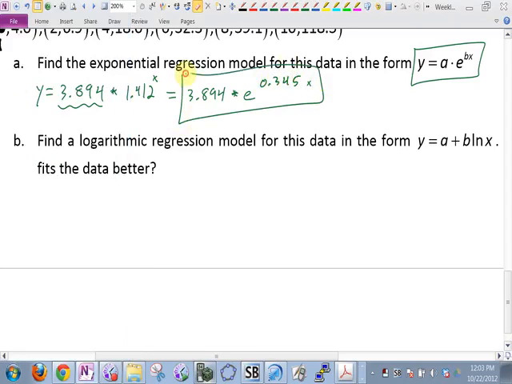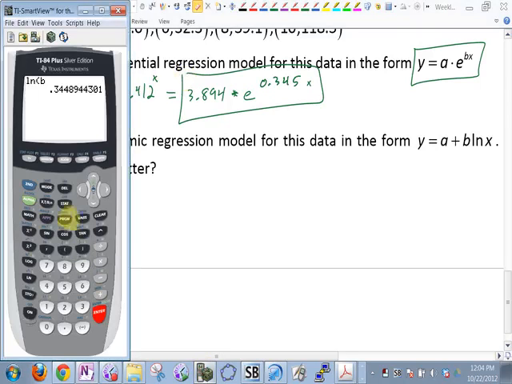So your answer should have been 3.894 times e to the 0.345x. And you can check if that's correct. Take e and raise it to the 0.345, and what should you get as your answer? 1.412. Okay? So that was the trick there.